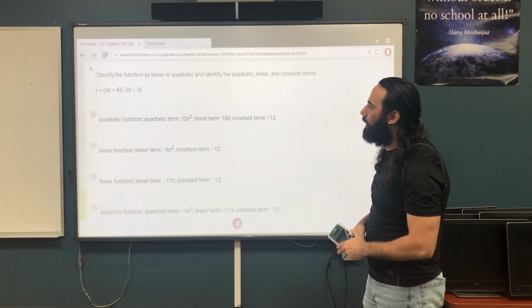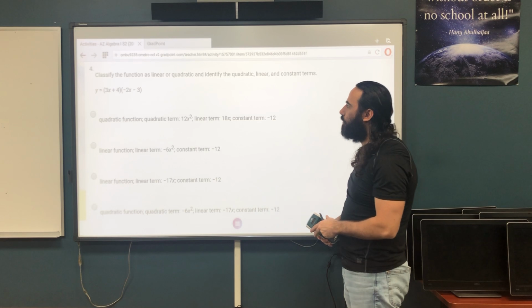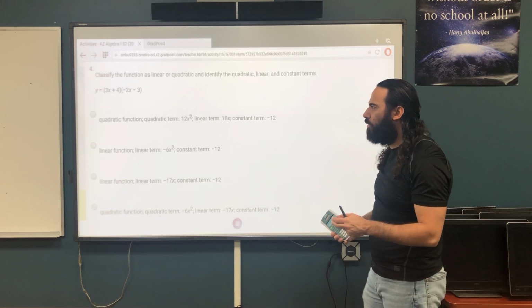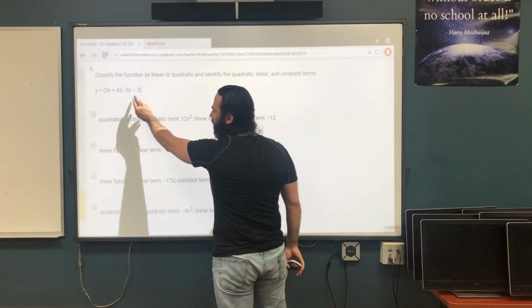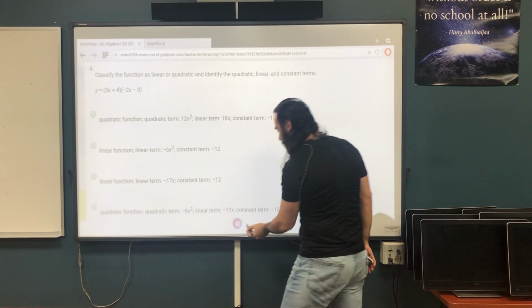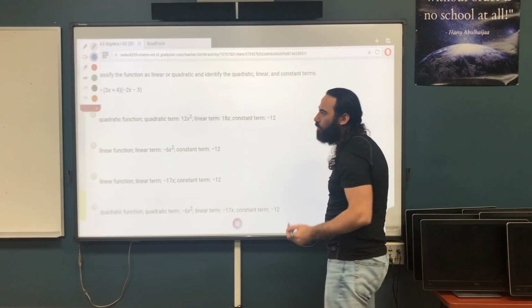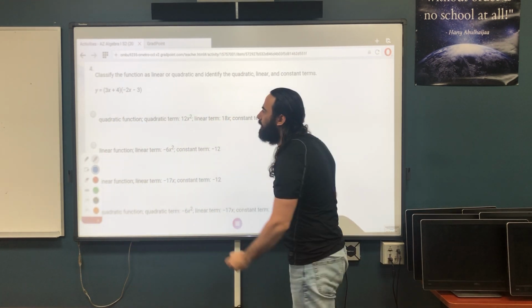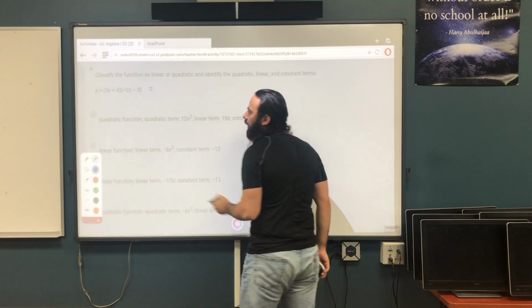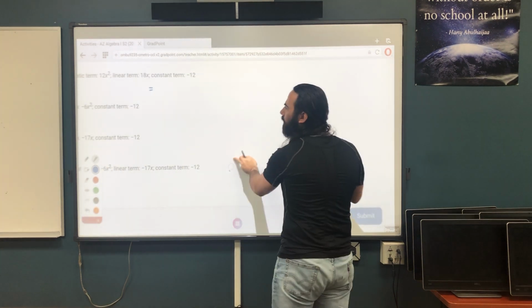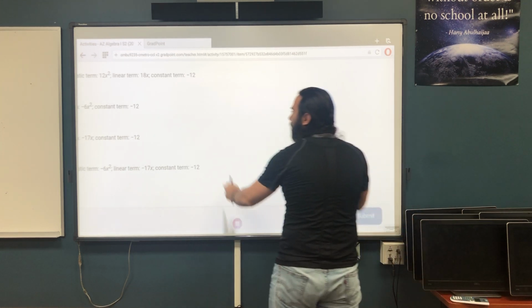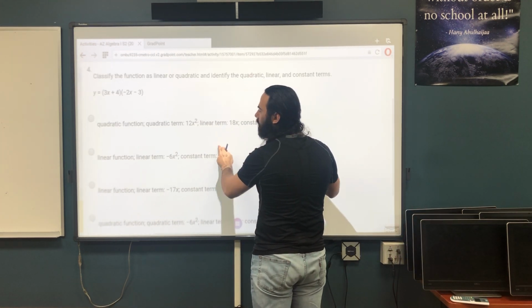Classify the function as linear or quadratic and identify the quadratic, linear, and constant terms. So first, we have this function. We need to classify it. So before we start classifying it, we need to simplify it so we can have the answer correct. So let's simplify it and multiply the numbers.